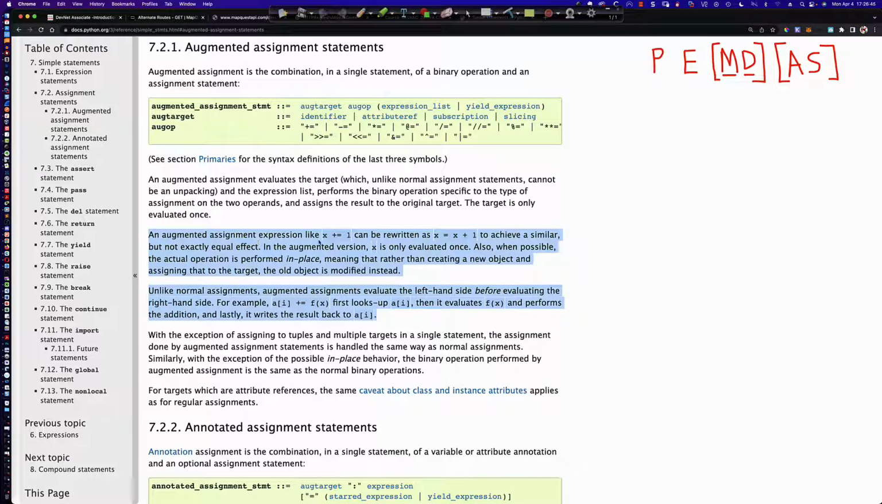Now, augmented assignment expressions like x += 1 can be rewritten in their longhand or native format as follows. And we're very familiar with this: x gets the value of x plus 1. Now, you'll notice it says to achieve a similar but not exactly equal effect. And here's where it's a little bit different. In the augmented version, x is only evaluated once. Also, when possible, it talks about performing the operation in place, and we've discussed that. And where is that place? Well, in place in memory. So instead of creating a new object, which would be located in a different place in memory, in most cases it's going to be done in place, assigning that to the target, and the old object is modified instead.